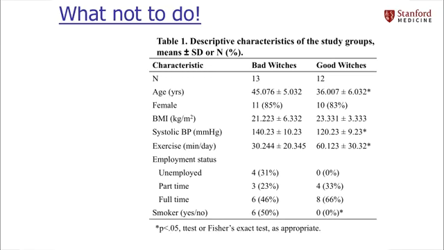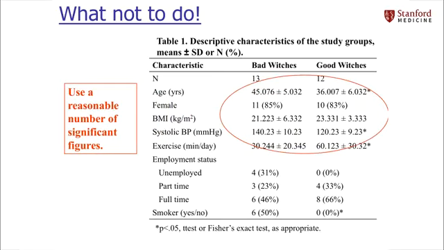You should only go out to as many decimal places as you can claim as significant figures. So if you only measured BMI to one decimal place, your summary statistics for BMI should not have more than one decimal place. I generally recommend going out to no more than one decimal place for clinical variables like age, BMI, and exercise. So watch that number of significant figures.